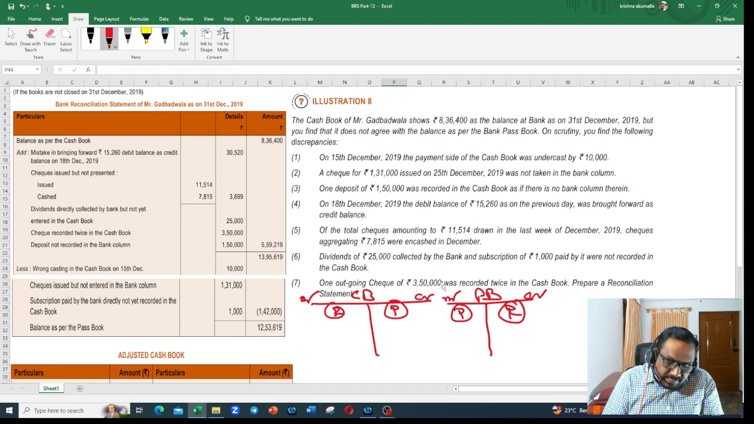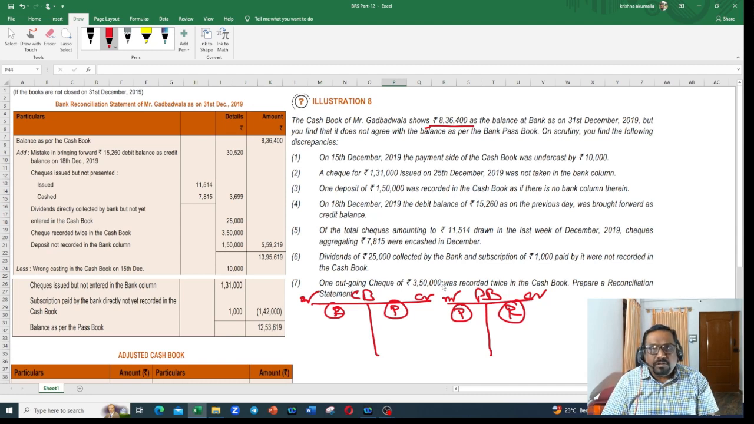The cash book of Mr. Gadbadwala shows 8,36,400. If I'm pronouncing the name wrongly, please excuse me, guys. I'm finding it very difficult to pronounce that name. 8,36,400 is the balance they have given as per cash book. So this is not an overdraft balance. He didn't say anywhere it is an overdraft balance. Am I right? The cash book of Mr. Gadbadwala shows 8,36,400, but you find it does not agree with the balance as per the bank passbook. That's all. He didn't talk about overdraft here.